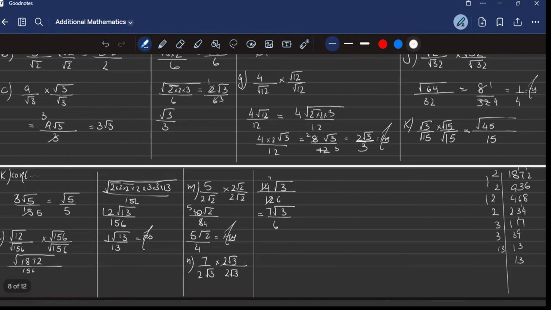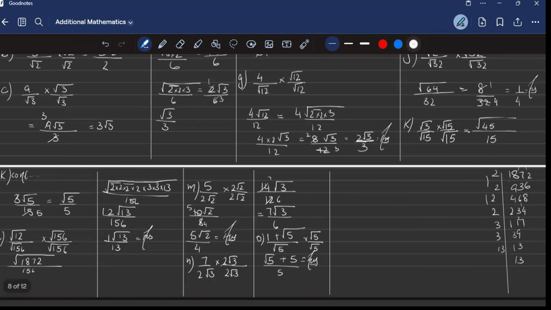For part O, we have 1 plus under root 5 divided by under root 5. Basically, what we do here is multiply and divide by under root 5. So under root 5 multiplied by 1 is under root 5, and under root 5 multiplied by under root 5 is 5, divided by 5. And that's the most basic answer we could get. This is the answer for part O.